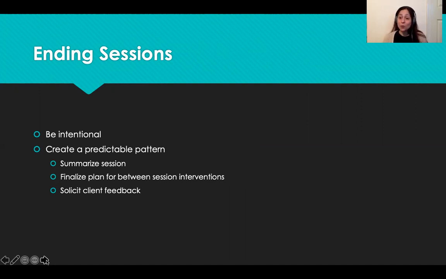You also want to finalize the plan for between session interventions. Are they being assigned homework? Are you checking in on the phone? Are they given a task to complete, right? Whatever that is, remind them, connect it back to their session, and they're hopefully more incentivized to do it.